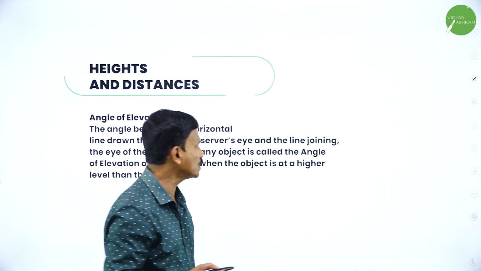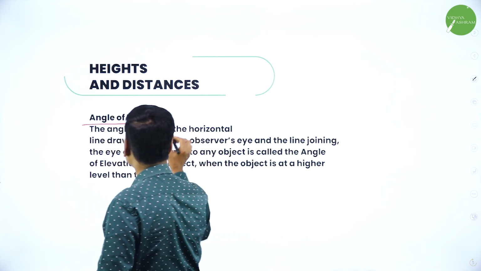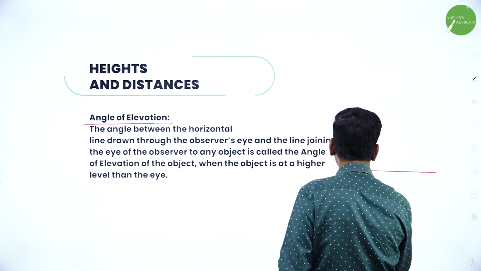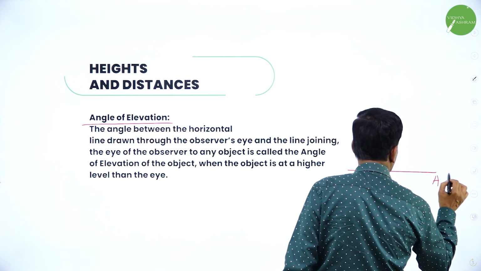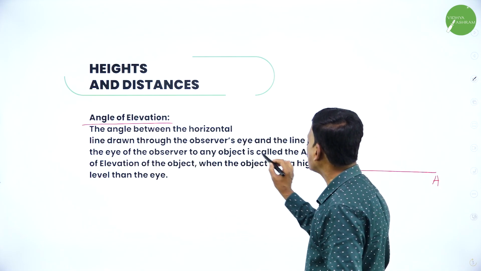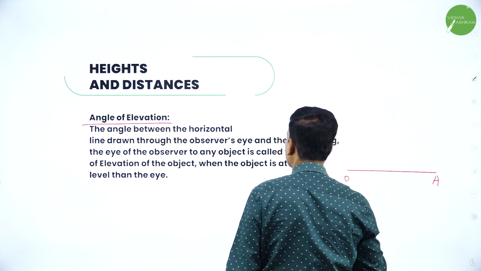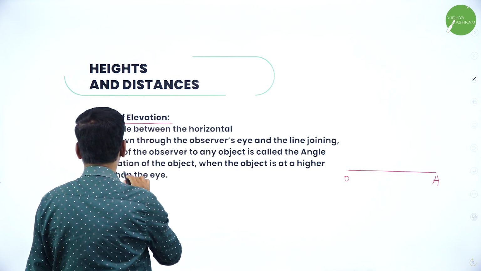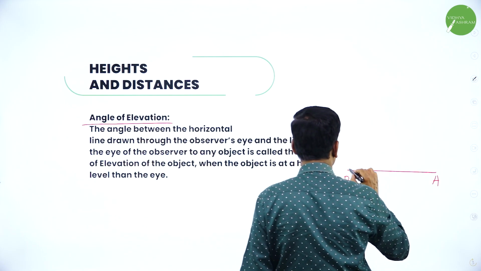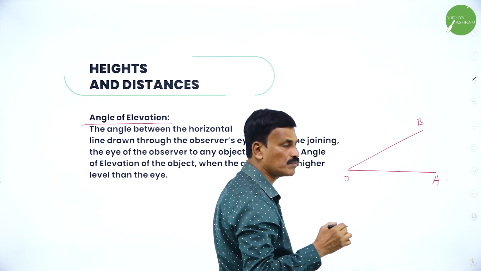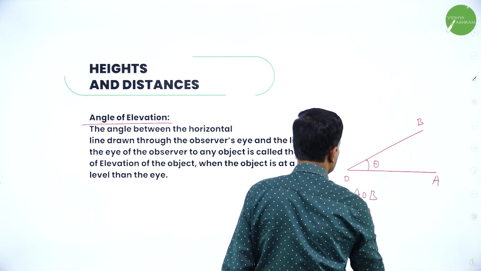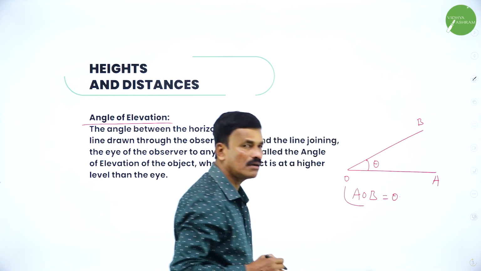Now what is angle of elevation? So how to define the angle of elevation? The angle of elevation is between the horizontal line, this is the horizontal line, call it OA, drawn through the observer's eye. So this is the eye of an observer, and the line joining the eye of the observer to any object is called the angle of elevation of the object. Suppose the observer observes a point above this horizontal line, this angle AOB equal to theta is called the angle of elevation.